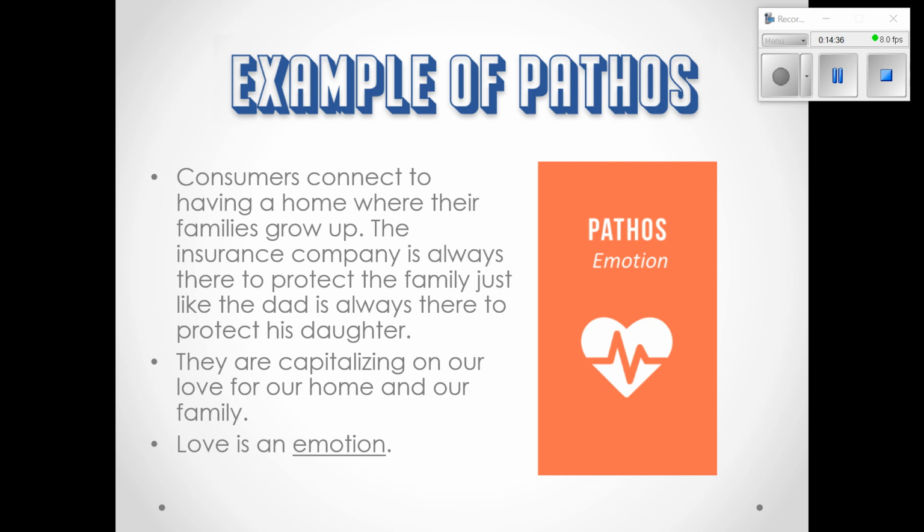You want to see what method it's using. And so if a commercial is super emotional and it has really sad music, or it shows the love between people, then it's probably going to be pathos because you can tell that they're trying to make you emotional, whether it be angry, sad, happy. They're trying to connect you in some sort of way.